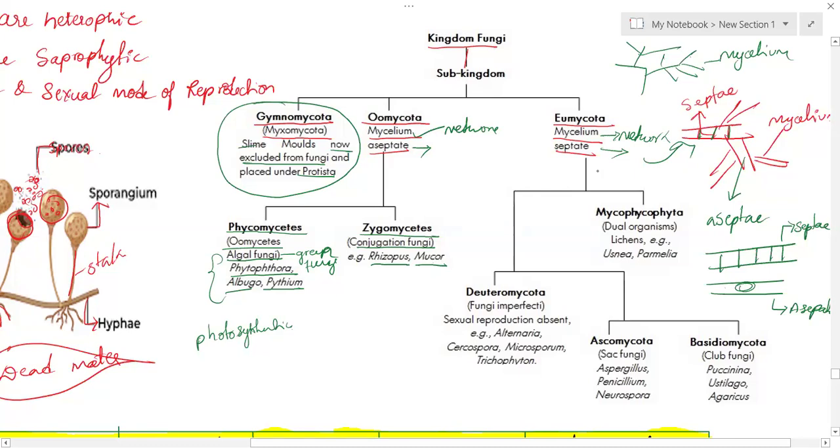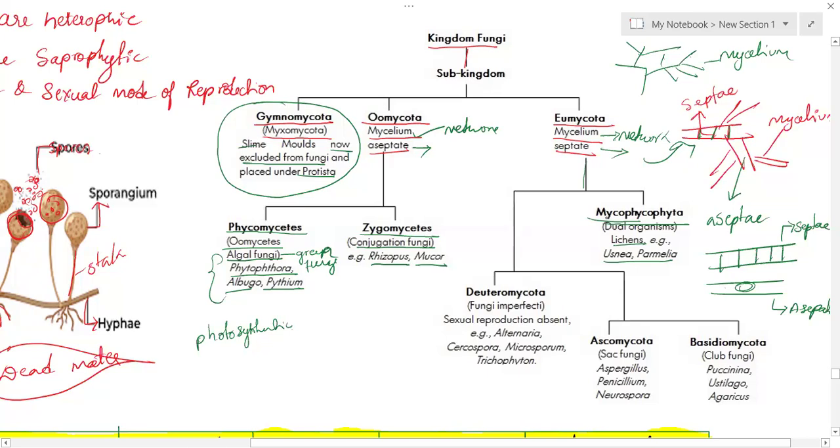Okay, coming to Eumycota, it is also divided into more types. Mycophycophyta, that is a dual organism, that is lichens. You know lichens, three types of lichens: fructose lichens.